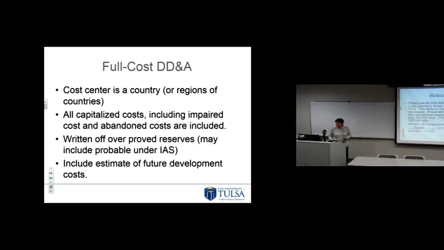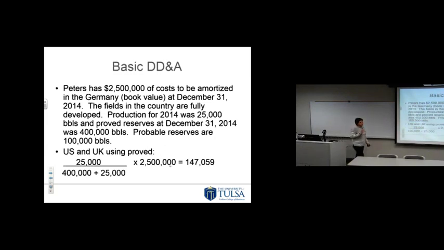And we'll look at some examples. So here's a basic, really basic DD&A. Peters has $2,500,000 of cost to be amortized in Germany. Okay, Germany's the country. That's the book value at December 31, 2014. The fields in the country are fully developed. That just means in this example, I don't have any future development cost because all my fields are fully developed in Germany. I have no PUDs. So my future development costs are zero. All my PUDs have been developed or I have no PUDs. The fields in the country are all fully developed.